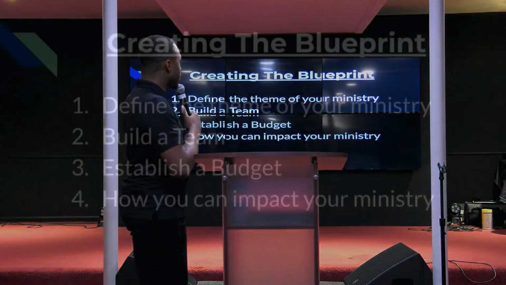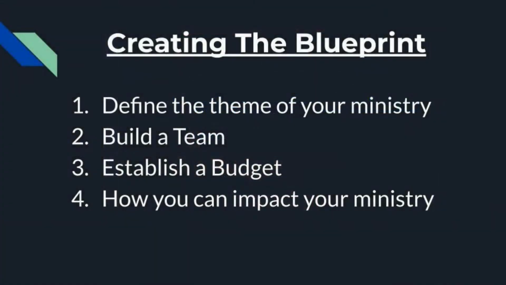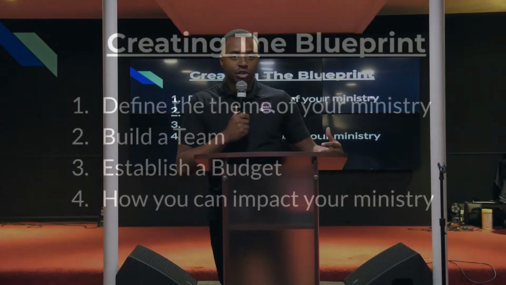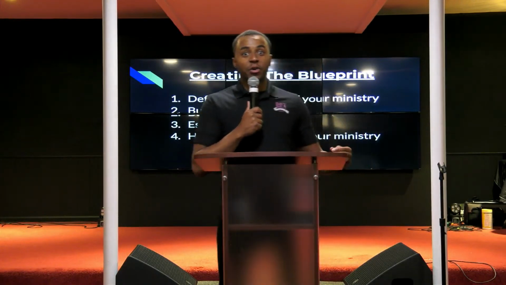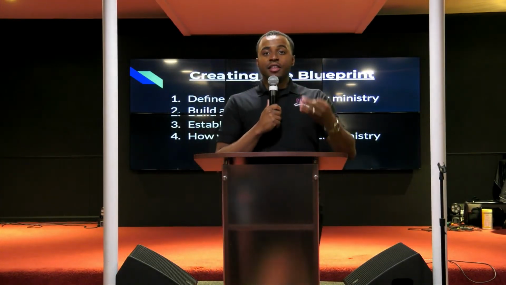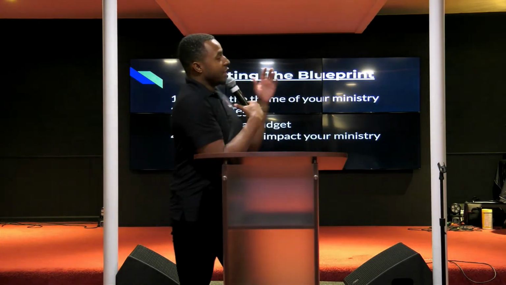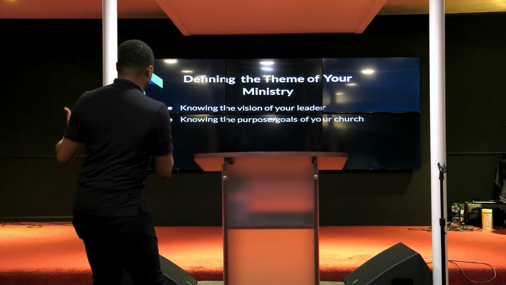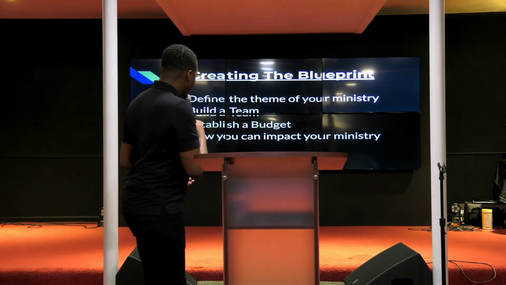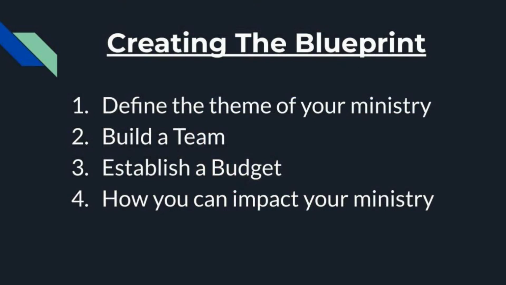Next slide. So, creating the blueprint. First thing we need to do is define the theme of our ministry. If we're saying that we are the media team working for our specific church, we can't do anything unless we know exactly what the goals, the aim, the theme, or the purpose of our ministry is. So we need to define the theme of our ministry. How do we do that? We're going to get into that. Go back for me, Cody. We're also going to be speaking on building a team, establishing a budget, and how you can impact your ministry. But right now, we're just going to focus on defining the theme of your ministry.